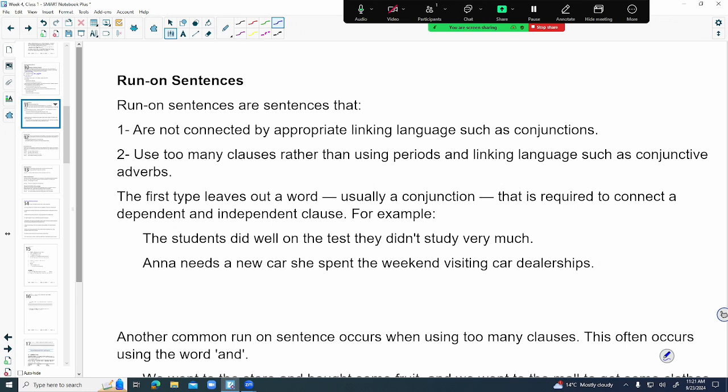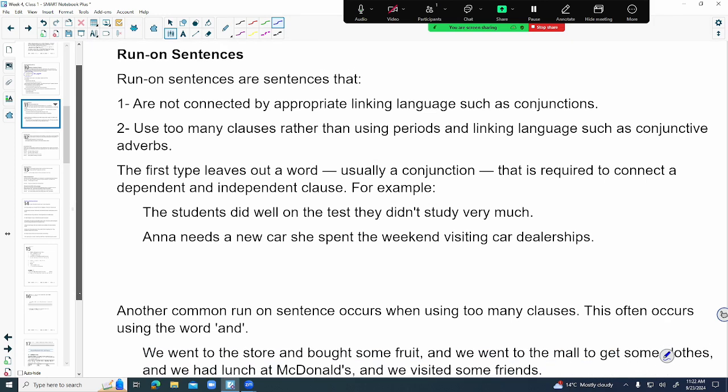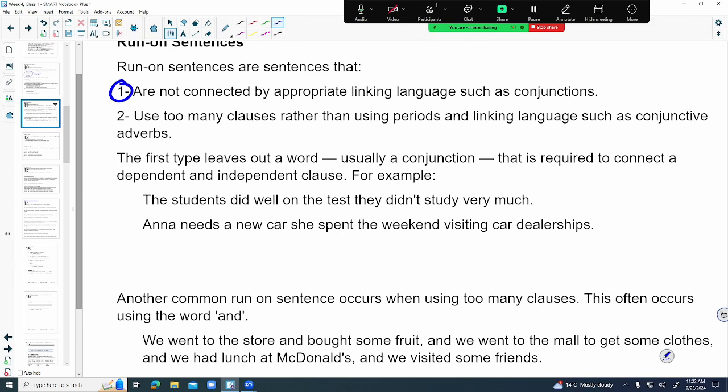So the next type of sentence error is a run-on sentence. Run-on sentences are sentences that are not connected by appropriate linking language, such as conjunctions, and they use too many clauses rather than using periods and linking language, such as conjunctive adverbs. Most people think that run-on sentences are really, really long. Well, they are sometimes, but they don't always have to be. The first type of run-on sentence is not connected by appropriate linking language, such as conjunctions. Usually, like I said, it leaves out a word, usually a conjunction, and that word is required to connect an independent and a dependent clause.